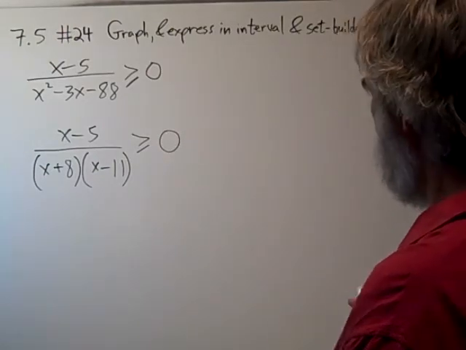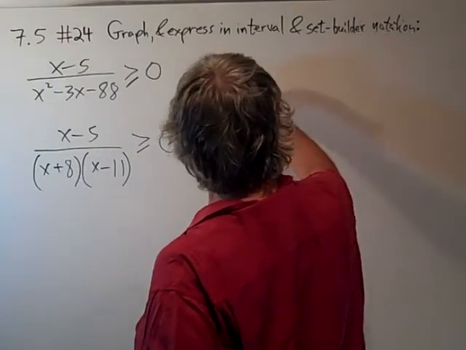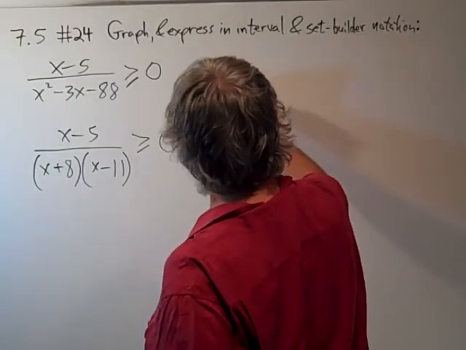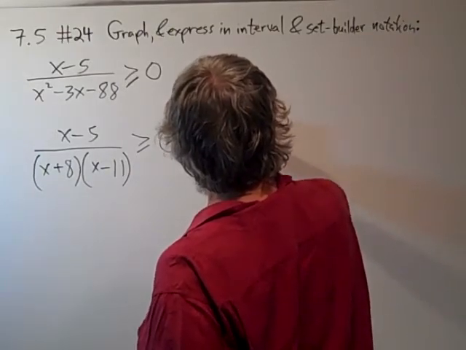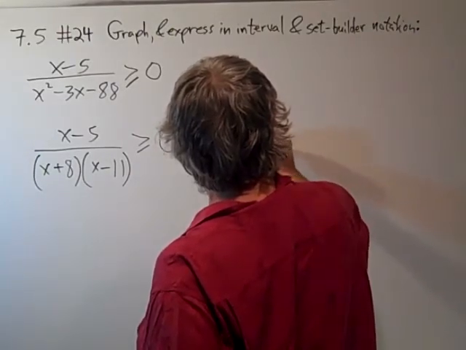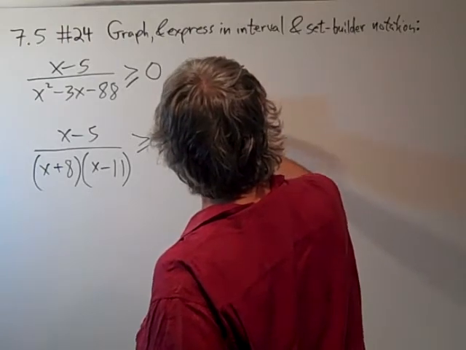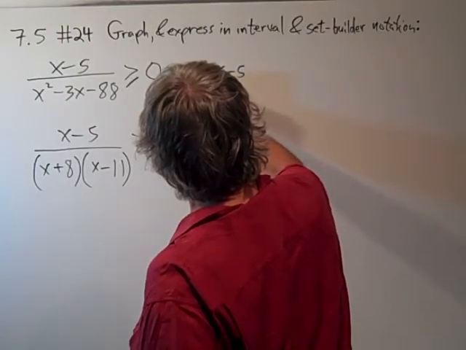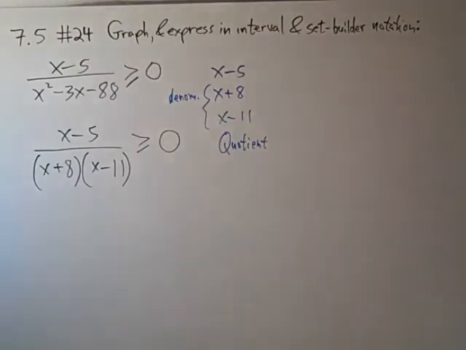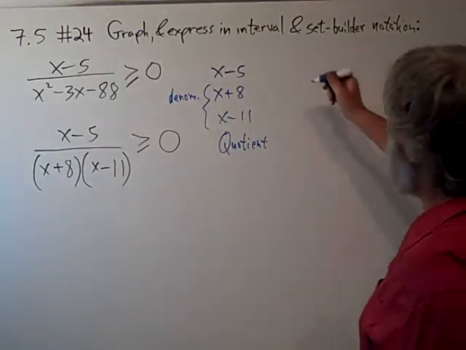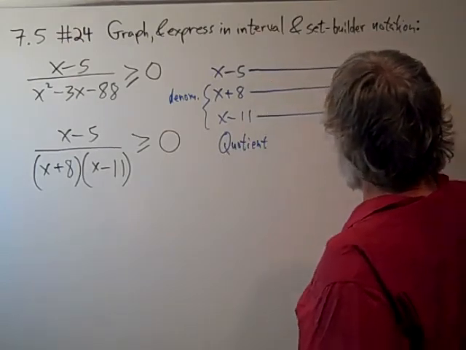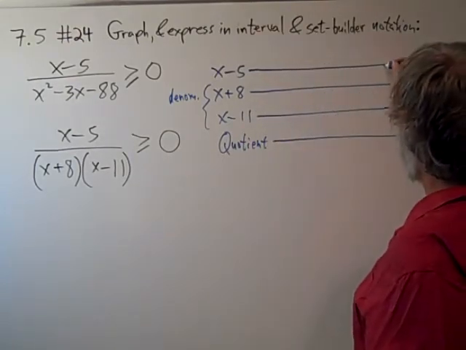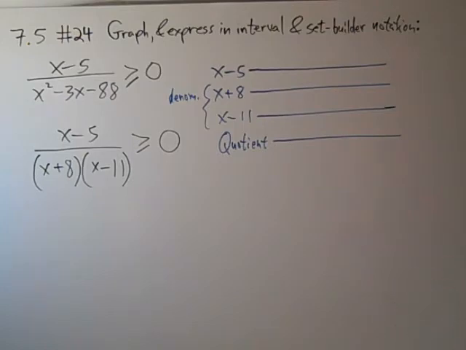So we need a line for each of these factors involved in this. A line for x minus 5, for x plus 8, for x minus 11, and for the quotient. Also notice that these two are from the denominator. Both those factors are in the denominator. Okay, so here's a line for each of these. And where are all these equal to 0?